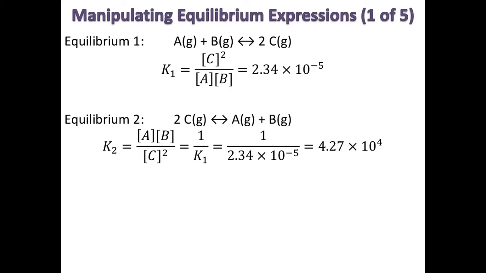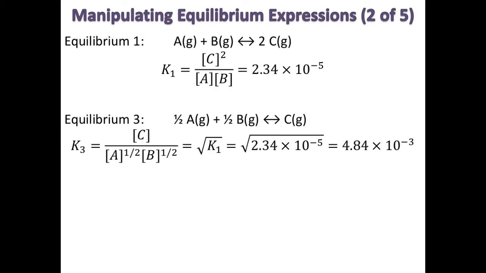If we reverse the reaction, the reactants become products, products become reactants, and therefore the denominator of the previous equilibrium expression becomes the numerator, and the numerator becomes the denominator. In effect, we've taken the whole equation and turned it upside down. Therefore, the new equilibrium constant, K2, is simply 1 divided by K1, which equals 1 divided by 2.34 times 10 to the negative fifth, giving 4.27 times 10 to the fourth.